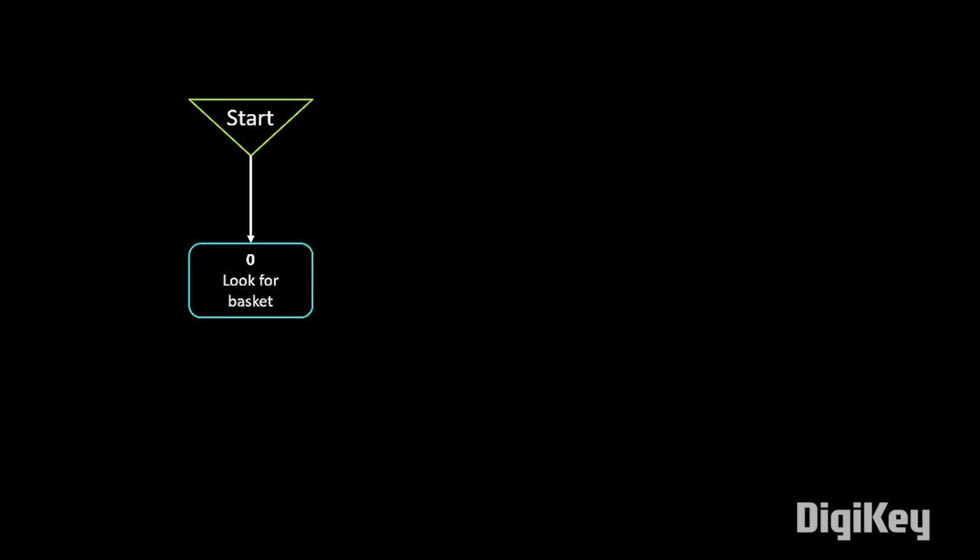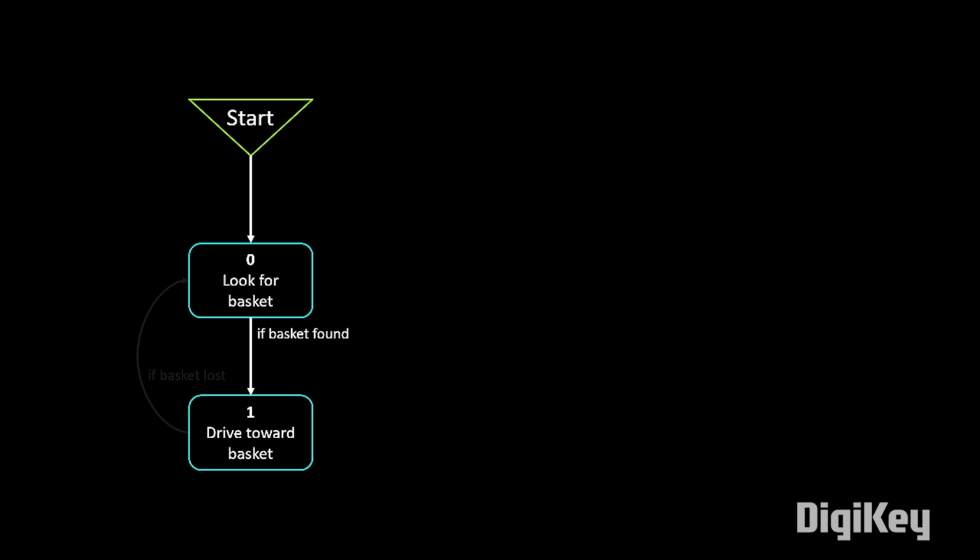Here's the plan in state machine format. When the program starts, it will immediately start looking for the basket by simply turning around in one direction slowly. If we get bounding box information for the basket from the serial port, we'll move from state 0 to state 1, where we start driving towards the basket. If we happen to lose the basket, we'll go back to state 0 to look for it again.